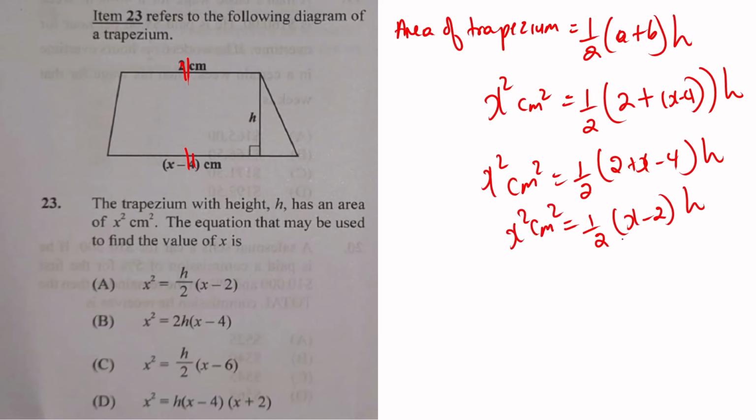And then we can go ahead and compare. Let's see which one matches. So the half times h, we can write as h over 2, open bracket x minus 2. Then you have this square, x square, centimeter square. And we don't need centimeter square, just the unit. So the answer that matches is going to be A.